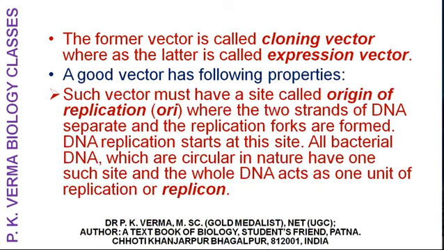All bacterial DNA, which are circular in nature, have one such site, and the whole DNA acts as one unit of replication, or the replicon. So while making a vector, this site, the origin of replication, should remain intact. It should not be damaged anyhow, otherwise the plasmid will not replicate.